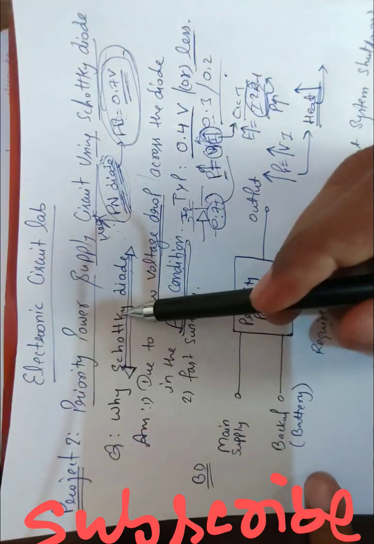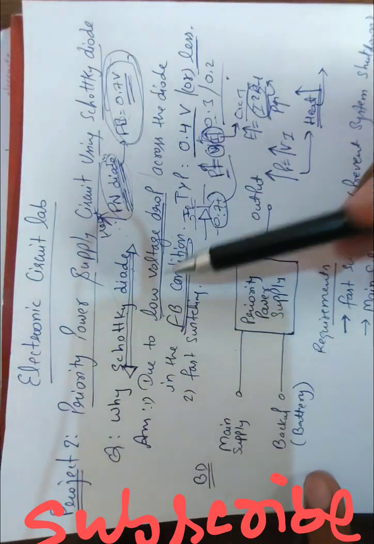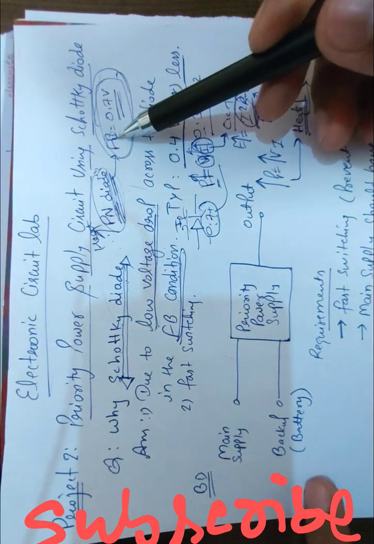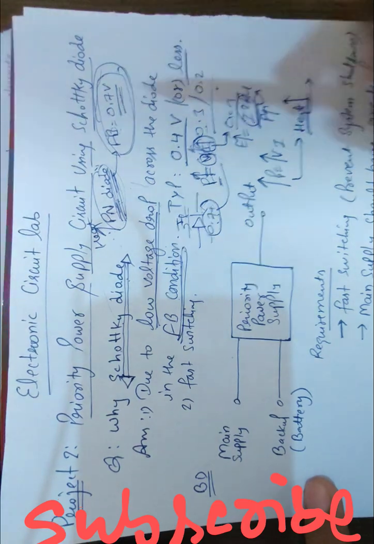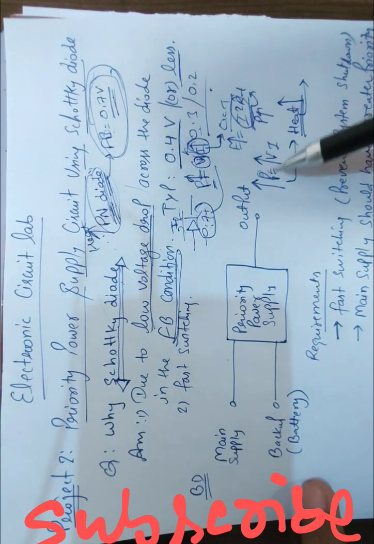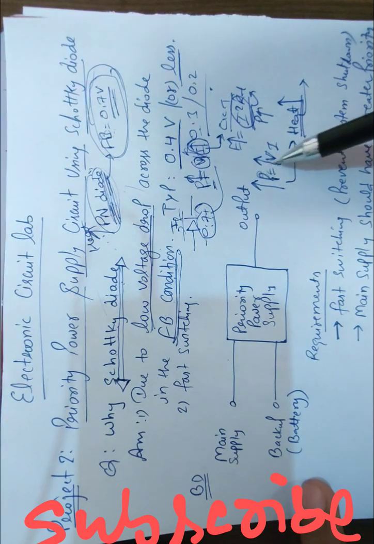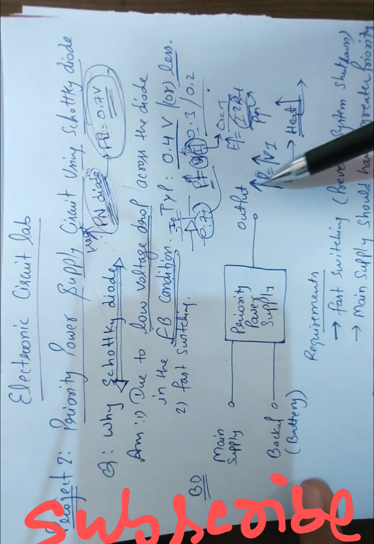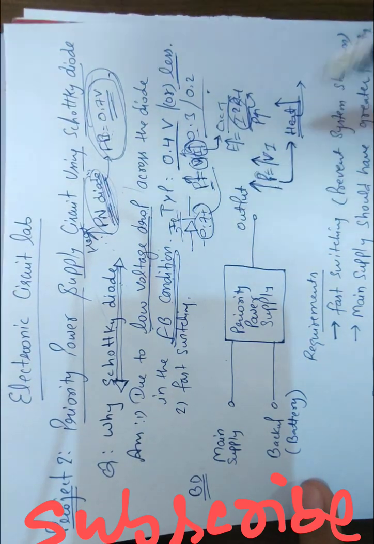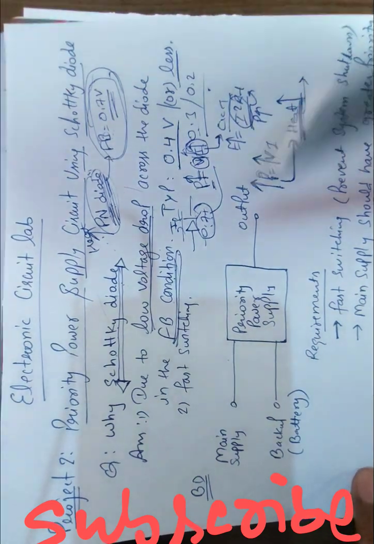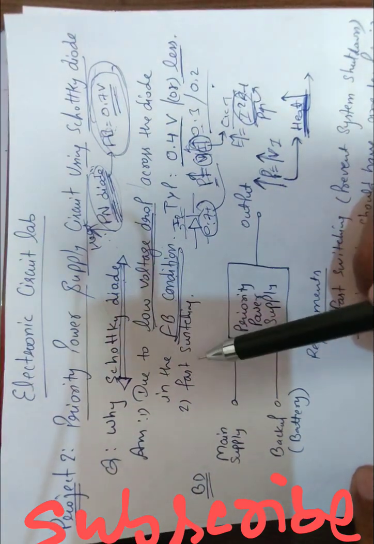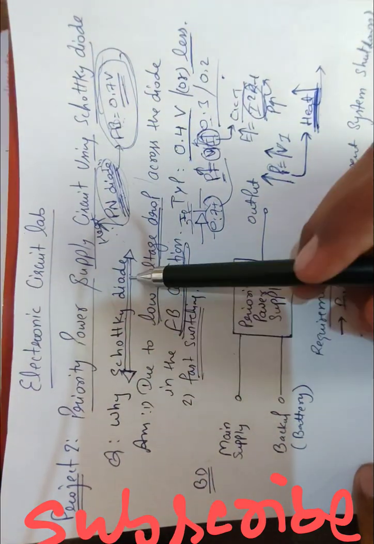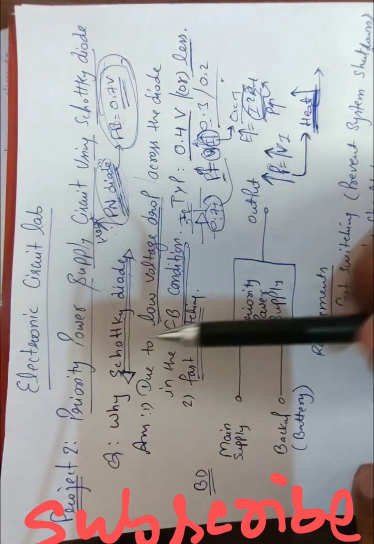So first of all, the question is why Schottky diode, not PN diode? Because a Schottky diode has a low voltage drop in the forward bias condition. You all know that in a PN diode there is a forward bias voltage of 0.7 volt. And power is V into I, so the more voltage drop across the diode, the more power consumed by the diode, and more power consumed will create a heating effect. And second, a Schottky diode has fast switching relative to the PN diode, so that's why we are going with Schottky diode, not PN diode. So these are the reasons.